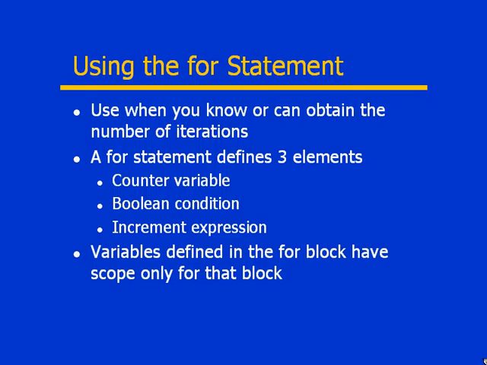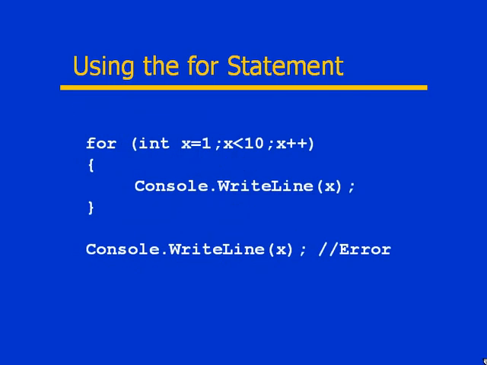Now that counter variable, if you define that in the for block, remember that will have scope only for that for block. So you won't be able to use that counter variable outside of the block. That's usually more of an advantage than it is a disadvantage. Well, here's an example of a typical for statement.